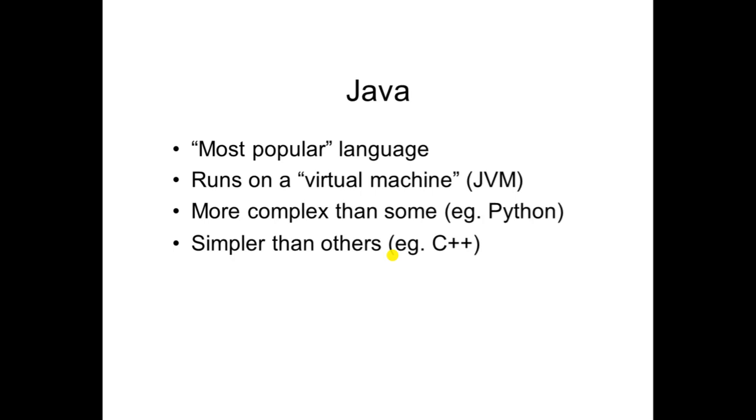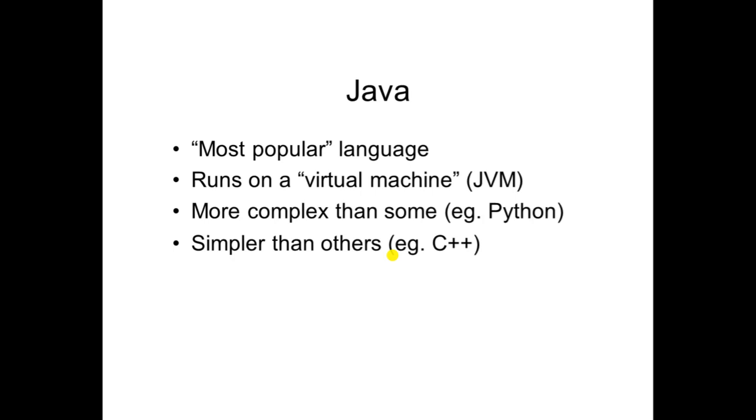So Java. Then we will move on to Java. The main focus is to learn Java, right? So what can we say about Java? It is a most popular language. It runs on a virtual machine, that is nothing but the JVM, the Java Virtual Machine. It is more complex than some languages, for example Python. Python is a very simple language, but Java is more complex than Python.